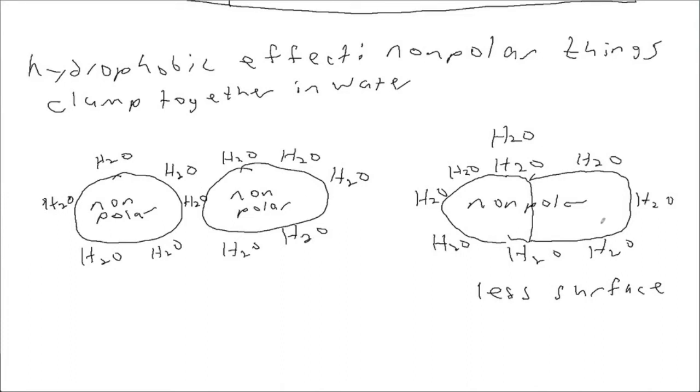It takes fewer waters to surround this than this, because you can see here, the waters also have to be in this region in the middle. When they're not clumped up, we also need waters on these surfaces. But those surfaces disappeared when it clumped up. So it's not that the water isn't surrounding it anymore. Water is surrounding both of them. But when it clumps up, there's less surface area to the hydrophobic substance, so there's less places where it's bordering on the water.